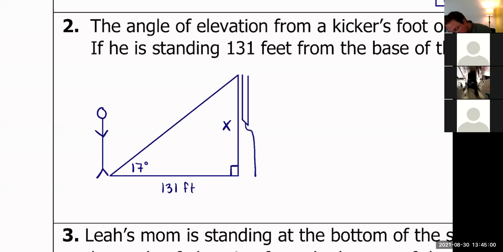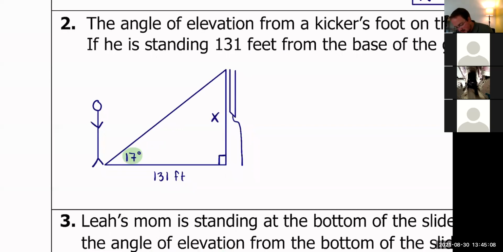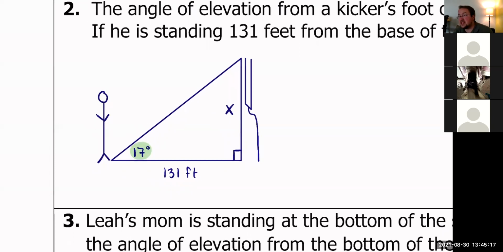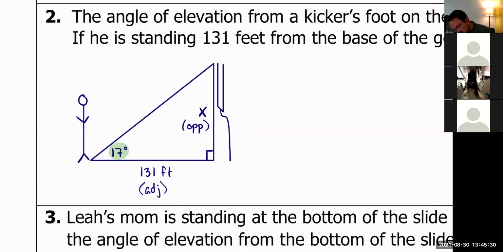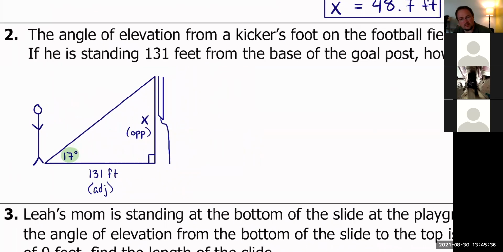Still using the angle as our focal point. With respect to that angle, what sides do we have? Hypotenuse. Careful, hypotenuse is right here. Where would the X be with respect to our 17-degree angle? Opposite. It is opposite, which must mean the 131 is adjacent. So which one uses opposite and adjacent? Tangent.